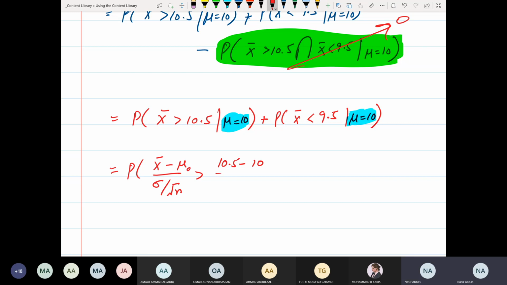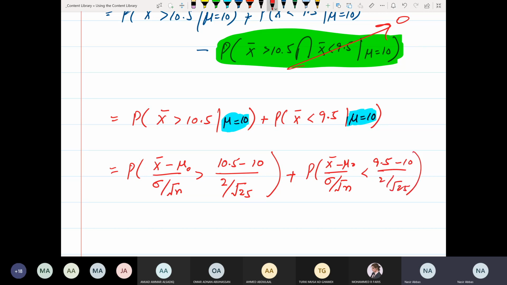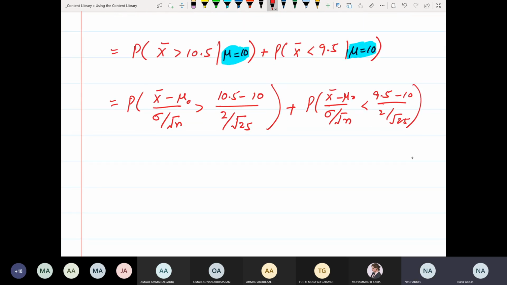I'll call this one mu naught, divided by 2 over root of 25, plus the probability of X bar minus mu naught divided by sigma over root n less than 9.5 minus 10 over 2 over root of 25. The conditional is gone because I have already put that value of mu inside. I put mu equals 10. Now this becomes the probability of Z greater than, what is it? 5 times 0.5 is 2.5, divided by 2. What is 2.5 divided by 2?